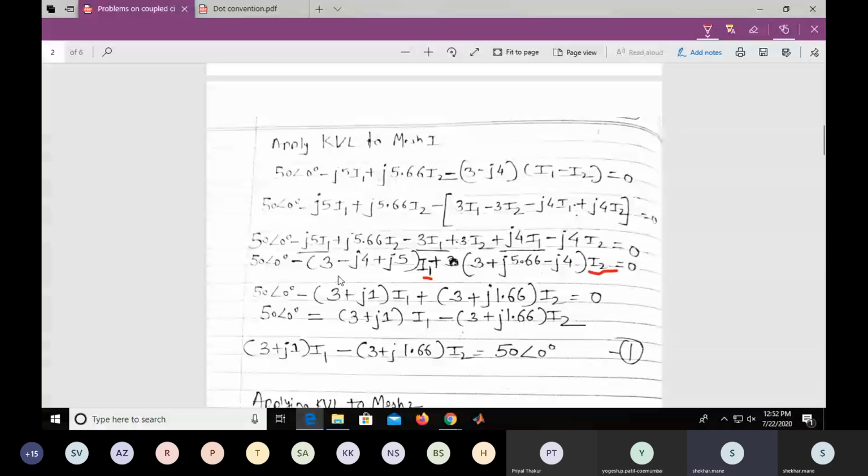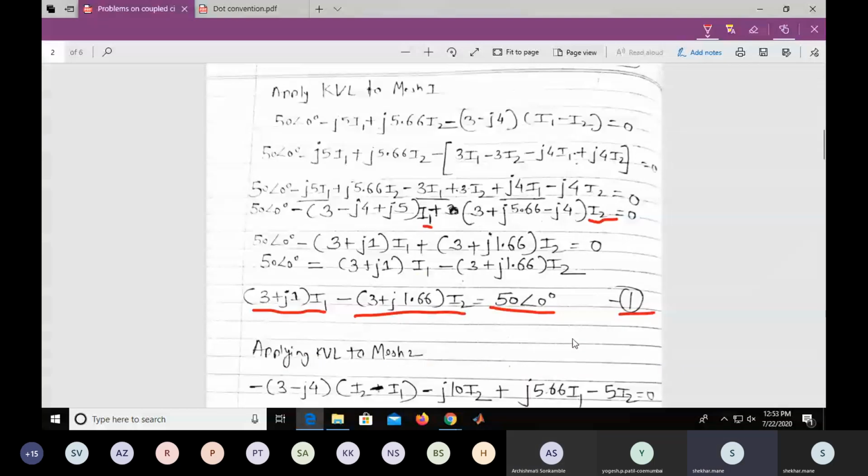So here take this 3 plus J1 I1. I am keeping this on the right side. Then finally I rewrite the equation. This is the I1 part and this is the I2 part, and this is the constant. This is my equation 1. Have you understood? Yes, sir. Okay.